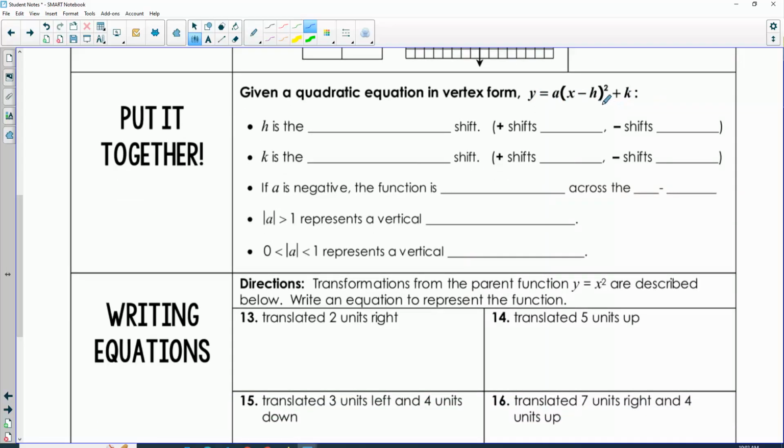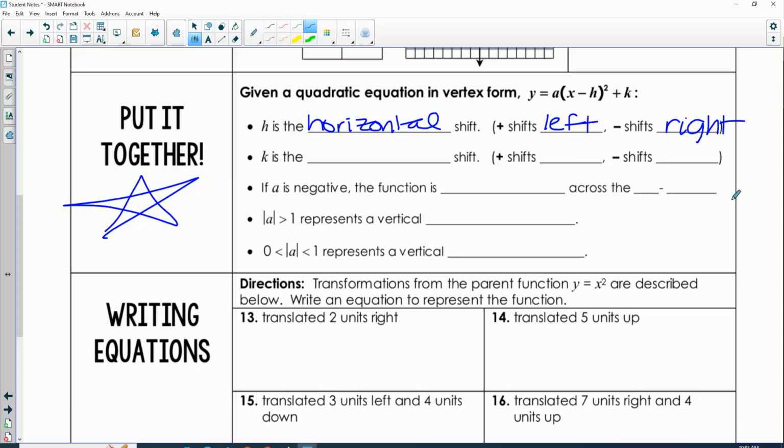If we have something in vertex form, like we talked about yesterday, the H is the horizontal shift. Make sure everybody writes this stuff down. We are going to reference it tomorrow as well. So you need to have these blanks filled in. When you are adding, it will go left. When you subtract, it goes right. We saw that in our graphs. Adding to the x goes to the left. Subtracting goes to the right.